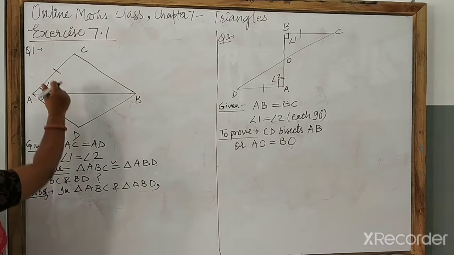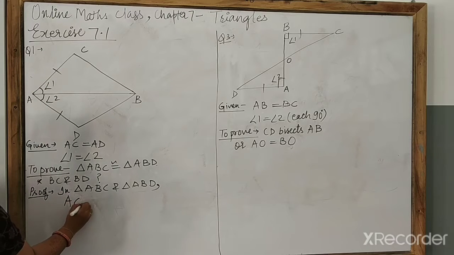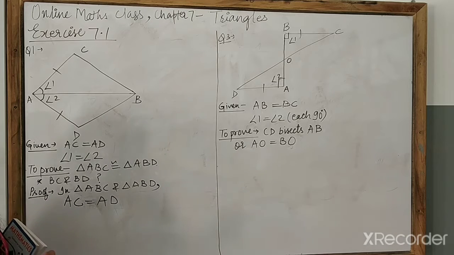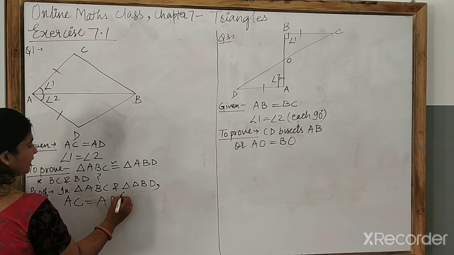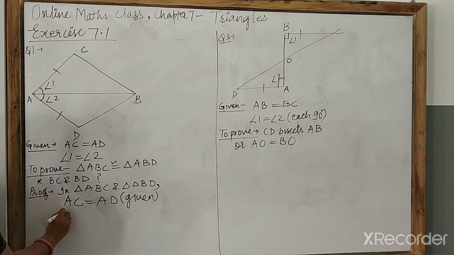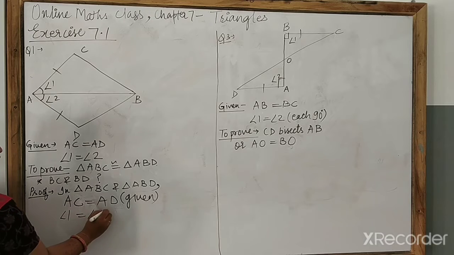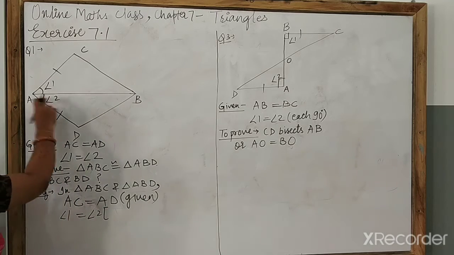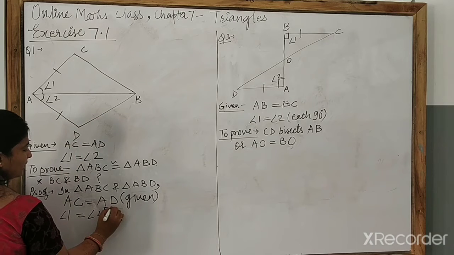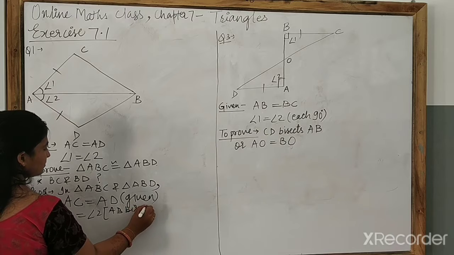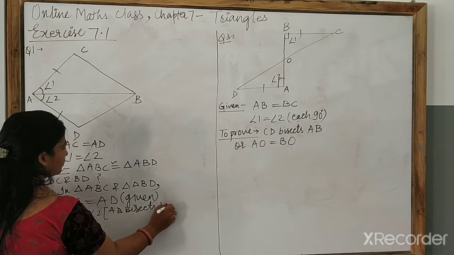In triangle ABC and triangle ABD, it is already given to you that AC is equal to AD. Whenever you are writing anything, you always have to give the reason. So AC equals AD, that is already given to us. Angle 1 is equal to angle 2. Why? Because it is given, or you can give the reason that AB bisects angle A.